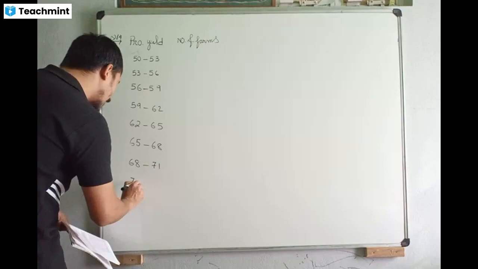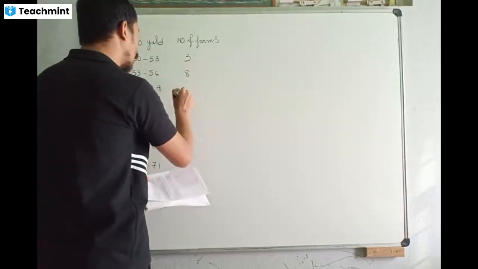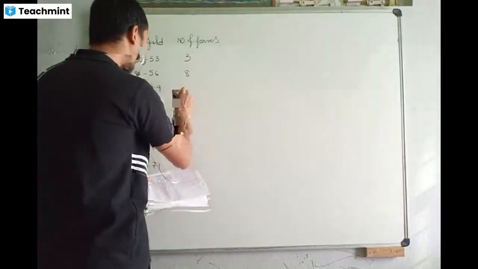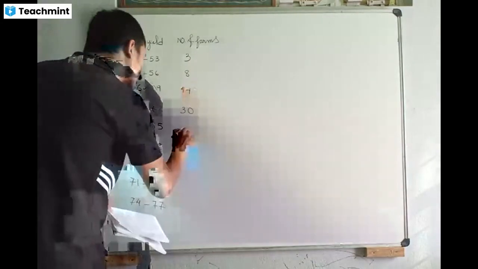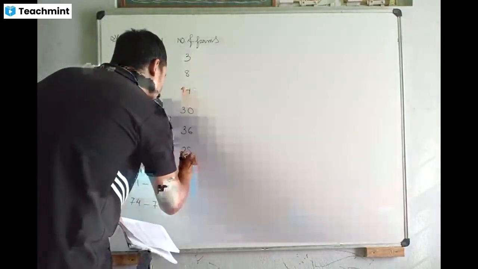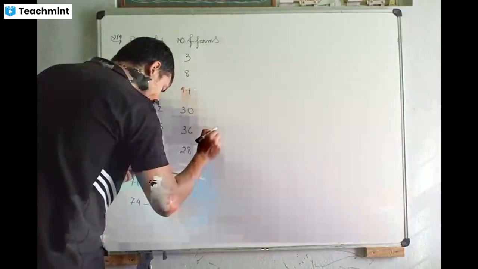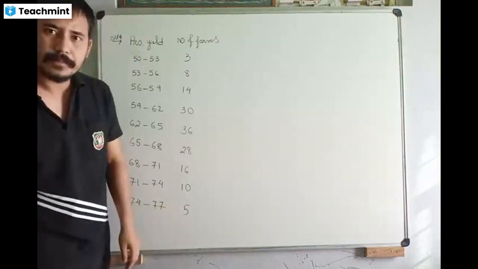The number of farms are given as 3, 8, 14, 30, 36, 28, 16, 10, and 5. Let me check it again. 3, 8, 14, 30, 36, 28, 16, and yes.